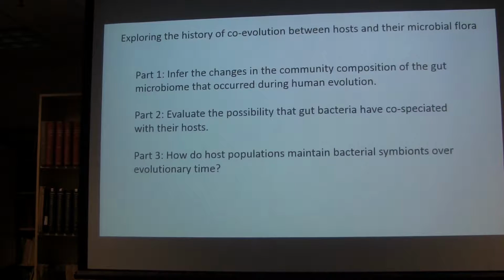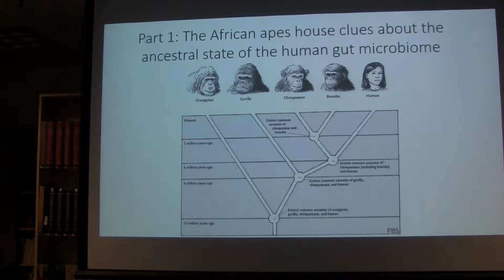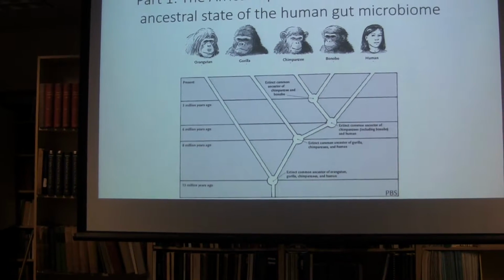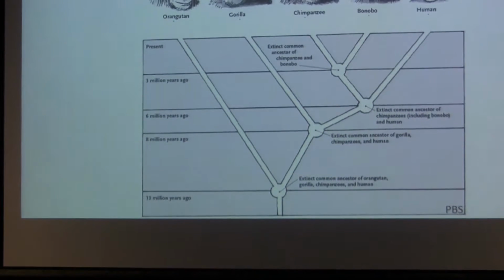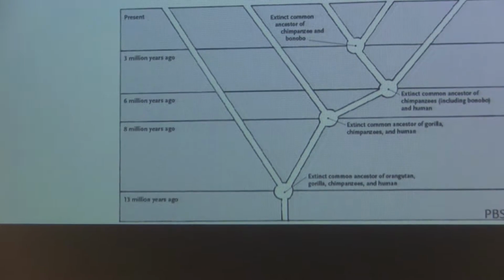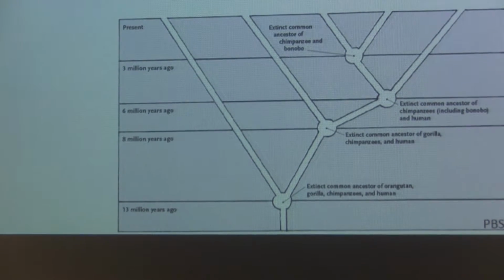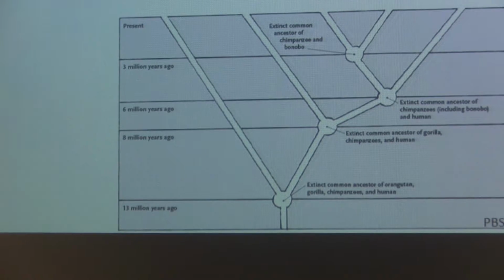And in part three, I'm going to talk a little bit about how we think bacteria are being transmitted across generations and maintained over evolutionary time. So the basis for part one is that African apes house clues about the ancestral state of the human gut microbiome. I probably don't need to emphasize this too much to this audience because everyone's familiar with comparative approaches.